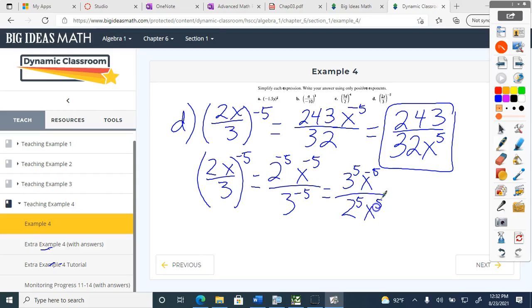And actually, I should have moved that to the bottom because it's a negative there. So that's that. 3 to the 5th is 243. 32 is 2 to the 5th. So the calculator had already done that for us. We just got to move our variable. Okay? Everybody good on those? All right. Moving right on.